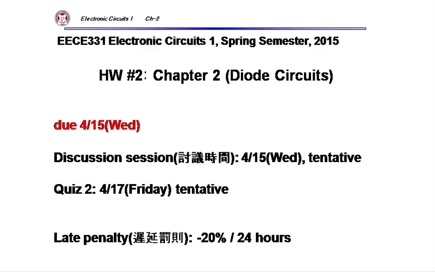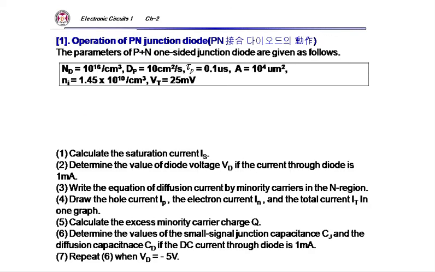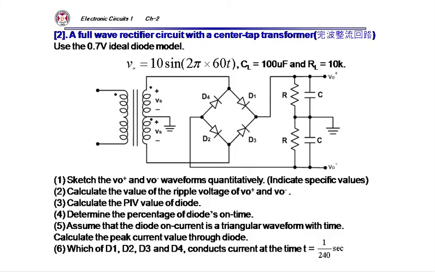All right, homework number 2. Just operation of PN junction diode. And then, say we need a transformer.